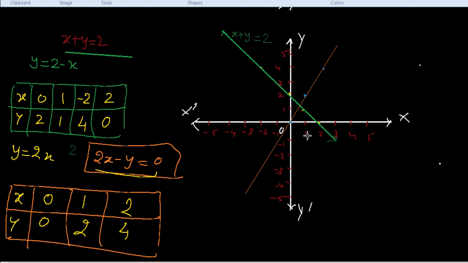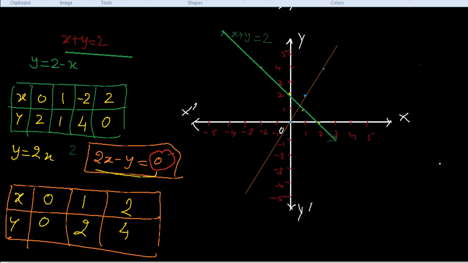One specific characteristic of this sort of equation is that the constant term is 0. You look here, the constant here is 0. This constant is 0, so it always passes through the origin. So this sort of line always passes through the origin if the constant is 0.